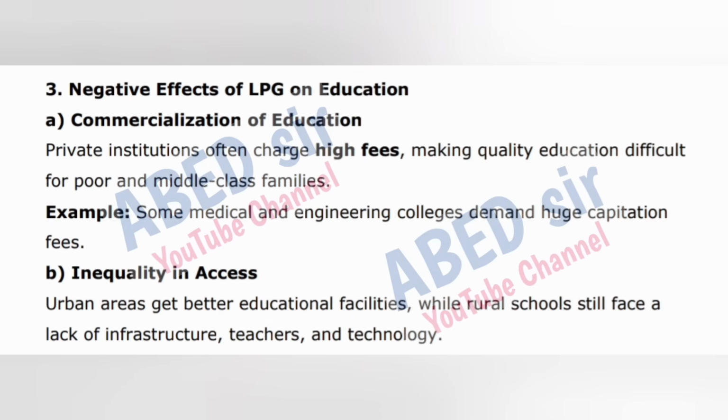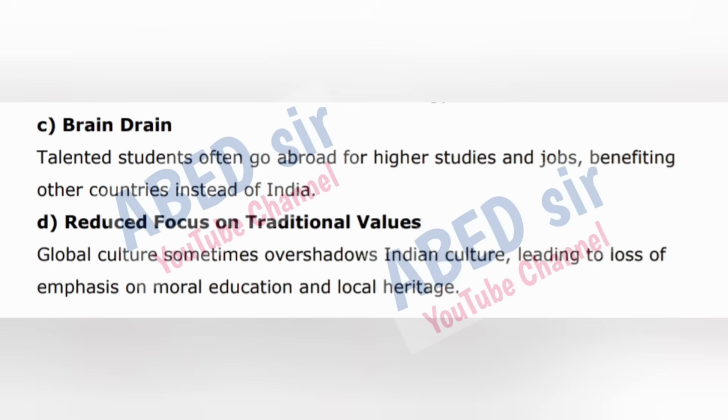A. Commercialization of education. Private institutions often charge high fees, making quality education difficult for poor and middle-class families. Example, some medical and engineering colleges demand huge capitation fees. B. Inequality in access. Urban areas get better educational facilities, while rural schools still face a lack of infrastructure, teachers, and technology.